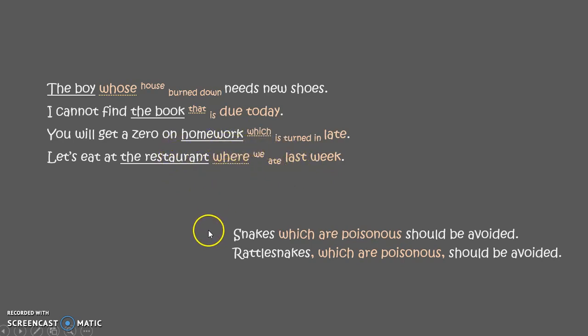Here is a side by side of a restrictive and a non-restrictive. Snakes which are poisonous should be avoided. Well, I'm clarifying to you, not all snakes need to be avoided. I'm limiting it to which snakes? Well, the ones that are poisonous, although many people may disagree and think that all snakes should be avoided. And rattlesnakes, well, they should be avoided, all of them, because they're poisonous. So I don't feel like this is necessarily needed information, but it's helpful. It gives you further information about rattlesnakes, that they're poisonous.